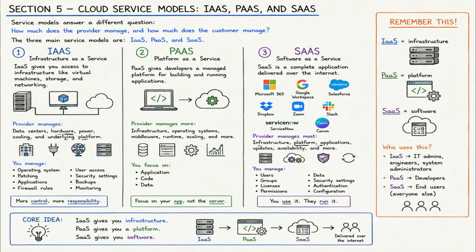The customer usually manages things like the users, the groups, licenses, permissions, data, security settings, authentication options, and configuration. A normal user doesn't care what server runs Microsoft Teams. They just open Teams and expect it to work. That is what SaaS is. The application is consumed as a service. The simplest way to remember it: IaaS gives you infrastructure, PaaS gives you a platform, and SaaS gives you software.